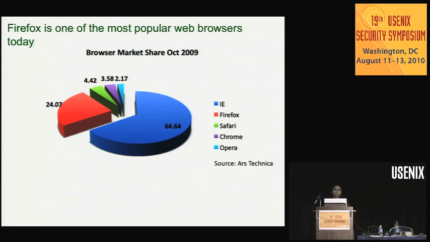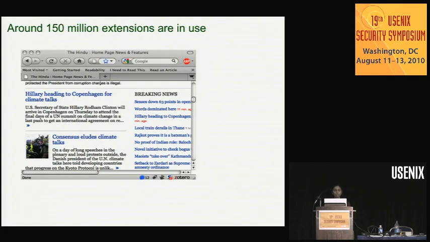Web browsers have become the de facto platform for web computations. And Firefox is one of the most popular web browsers today, next only to Internet Explorer. It has about 25% of the market share. And browser extensions contribute a lot for Firefox's popularity. There are around 150 million extensions in use today.